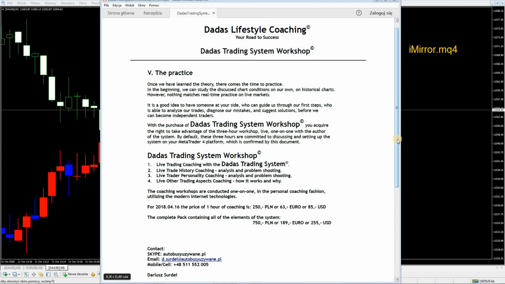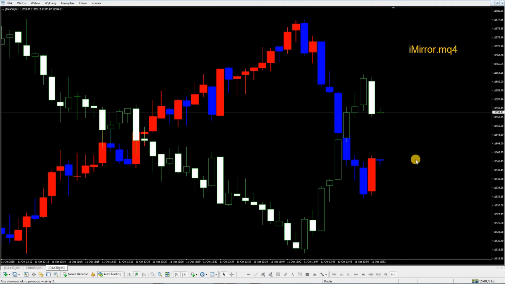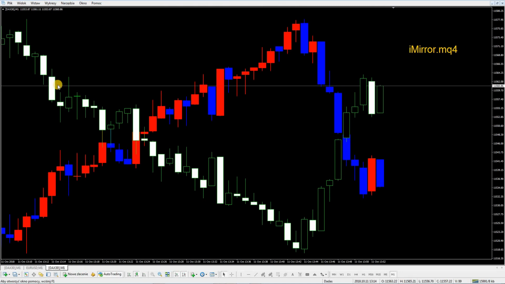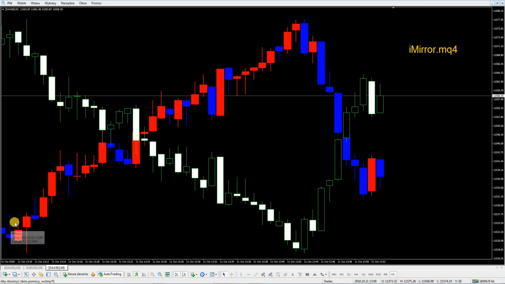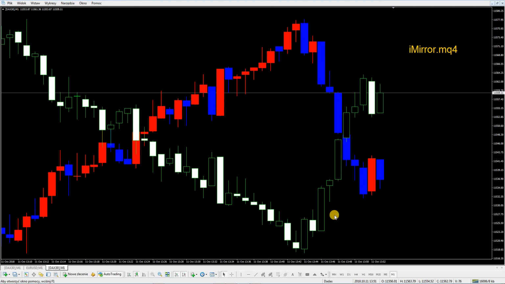So the motto of this film is: what you see ain't what you get, right? That's the relativity. So here you see two charts, right? The basic chart or the normal chart is the white and green by default, as it is in MetaTrader 4, and this one, the red and blue one, is the mirror chart. So in other words, it's the mirror view of the other chart.